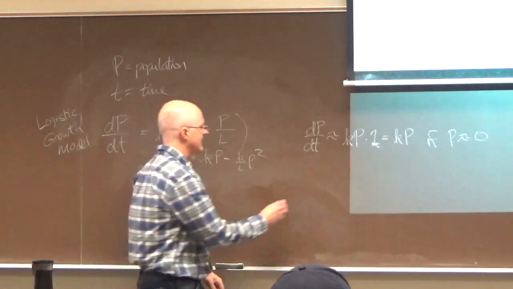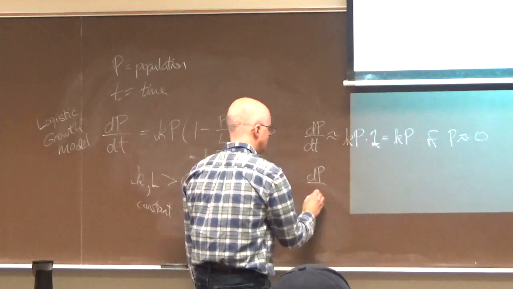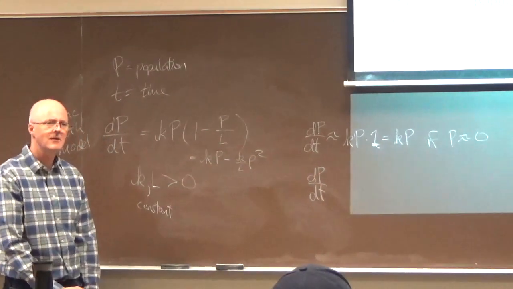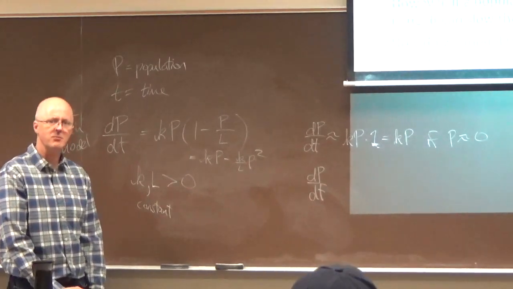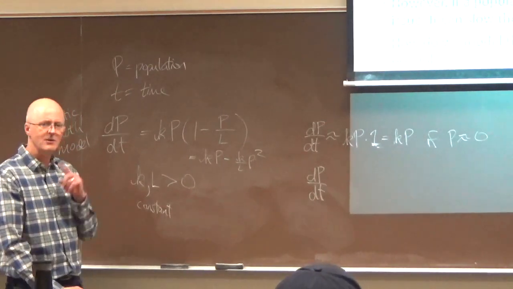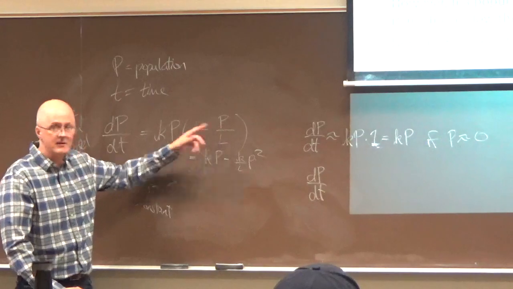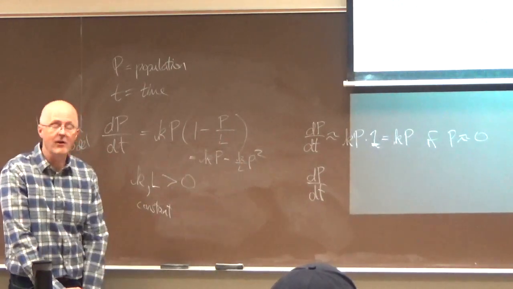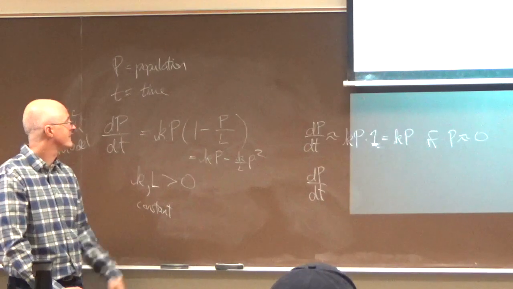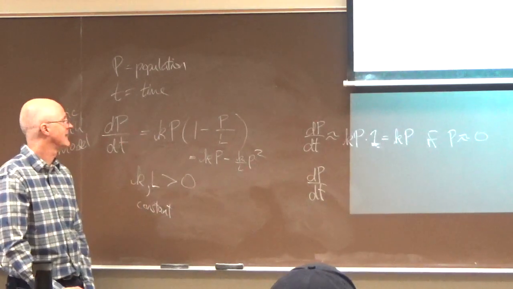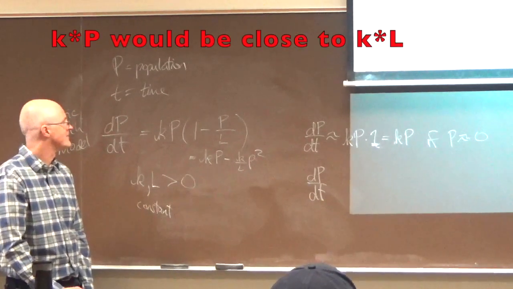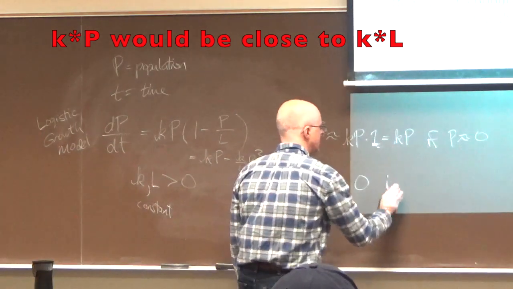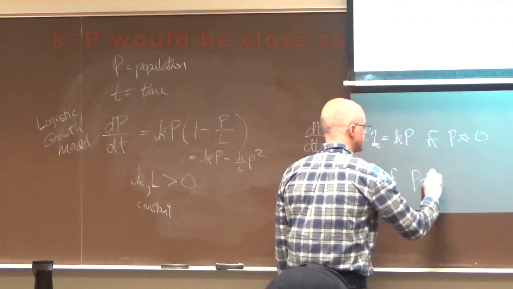On the other hand, what if P is close to L? What is L? What does it represent? If P is close to L, then P over L is close to 1. And 1 minus a number close to 1 is close to 0. Effectively, this thing is close to 0 if P is close to L.